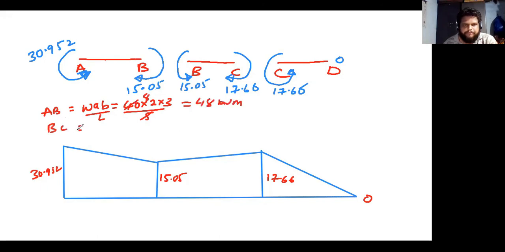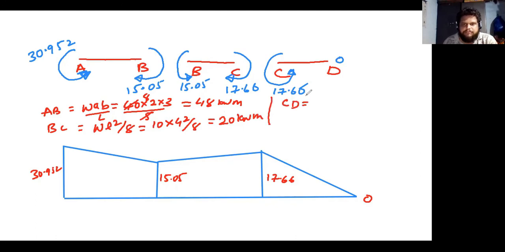At BC, we are having a UDL of 10 and span is 4. That is WL square by 8. So W is 10, I told you, 4 square by 8. So this is 16 by 8, which is 2. 2 times 10 is 20. So 20 kilonewton meter. And next one is span CD.